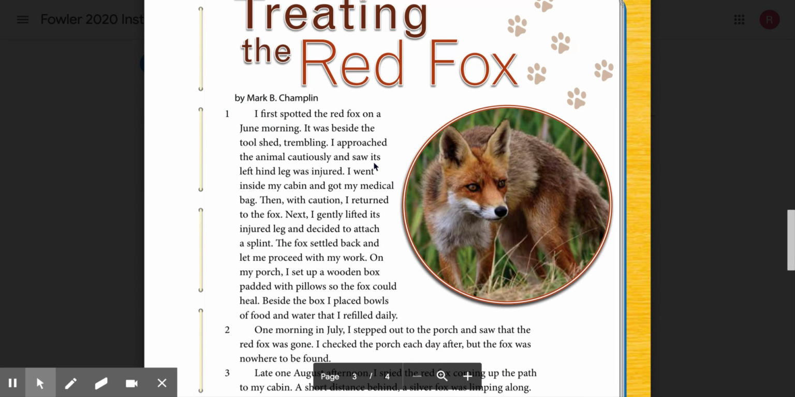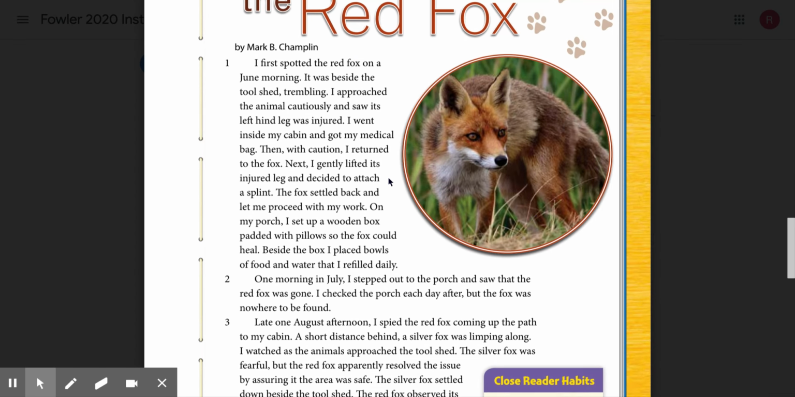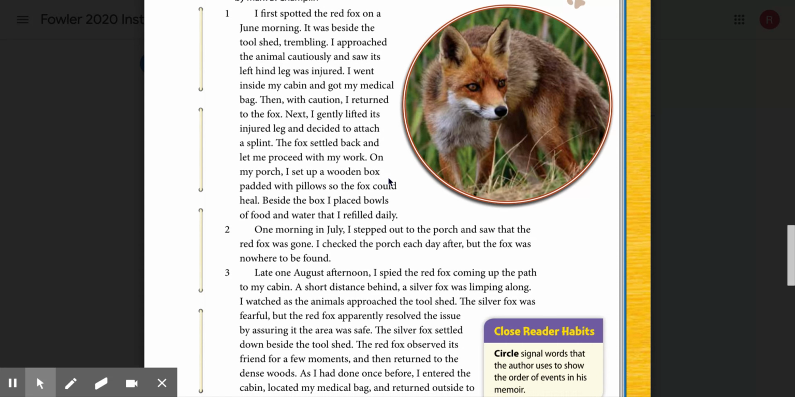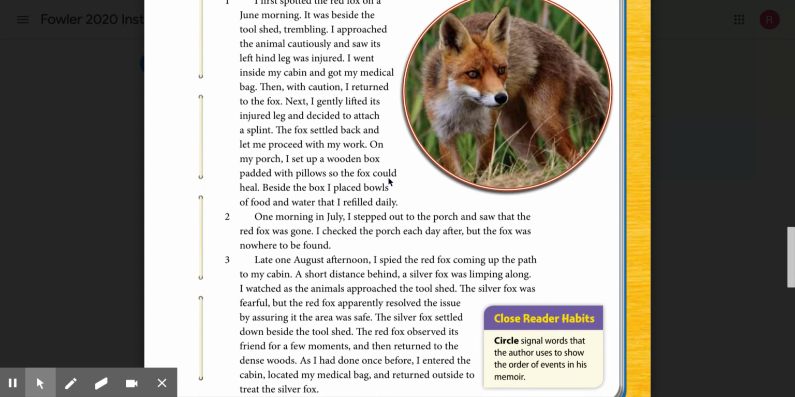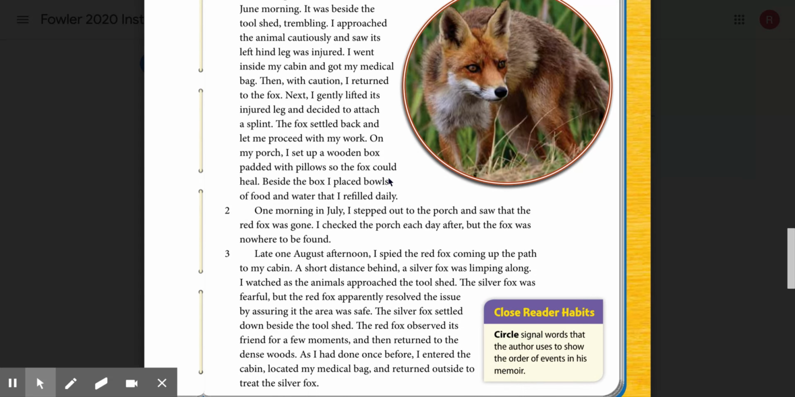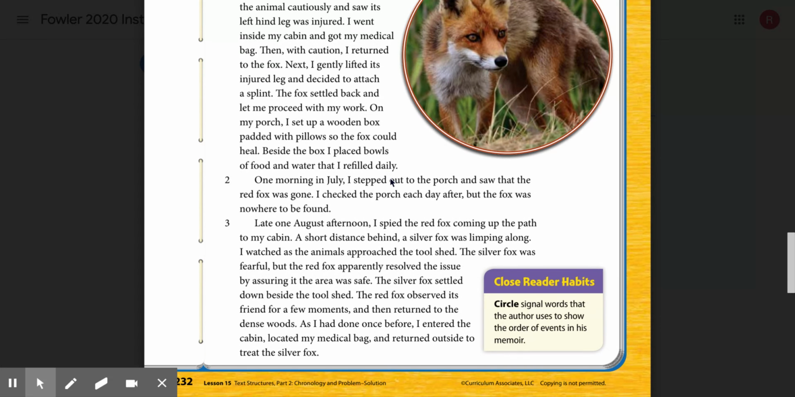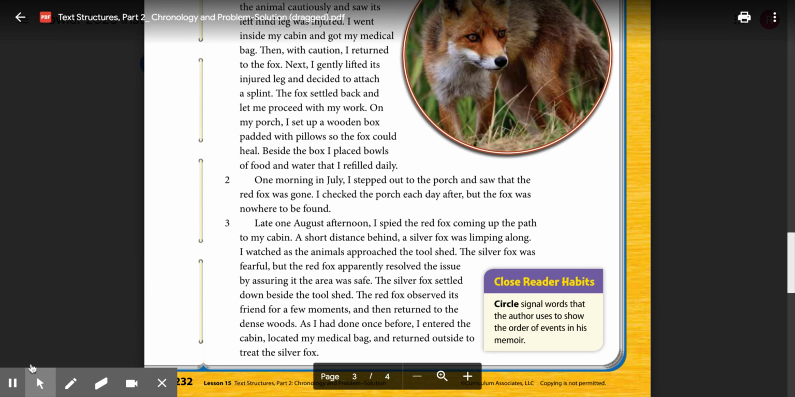Passage 2. If it cuts me off while I'm recording this, I will record another video for you. Treating the red fox. I first spotted the red fox on a June morning. It was beside the tool shed, trembling. I approached the animal cautiously and saw its left hind leg was injured. I went inside my cabin and got my medical bag. Then, with caution, I returned to the fox. Next, I gently lifted its injured leg and decided to attach a splint. The fox settled back and let me proceed with my work. On my porch, I set up a wooden box, padded with pillows so the fox could heal. Beside the box, I placed bowls of food and water that I refilled daily.